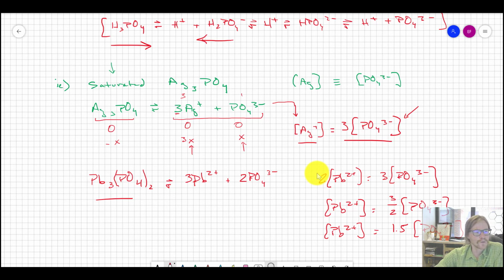Because for every 1 of these lead phosphates that dissolves, we get 3 of these and 2 of these. And so the concentration is moving up at a rate that's 50% faster than that of phosphate, meaning the concentration is going to be 50% higher, 1.5 times the concentration.